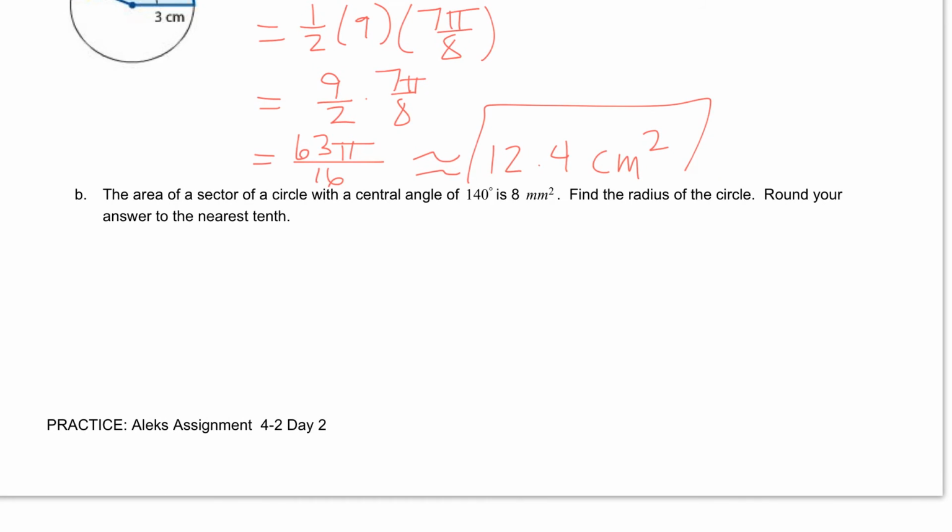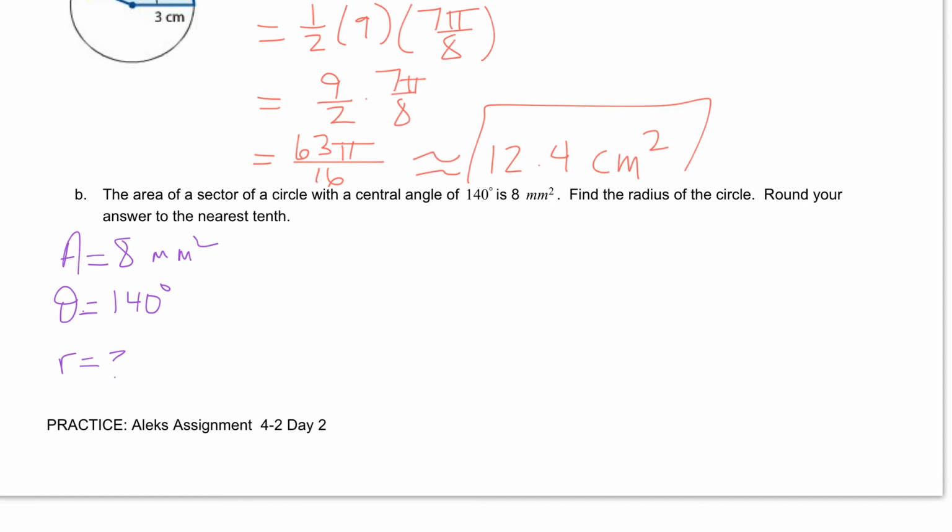Letter B says the area of a sector of a circle with a central angle of 140 degrees is 8 millimeters squared. Find the radius of the circle. So what we know is we know that the area is equal to 8 millimeters squared, and we know theta is equal to 140 degrees, and our radius r is what we're trying to find.